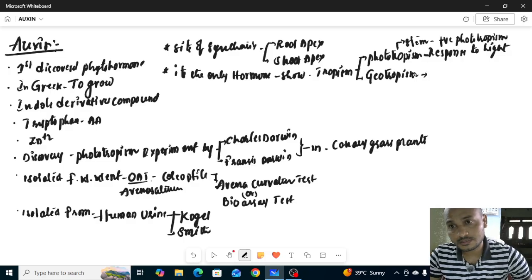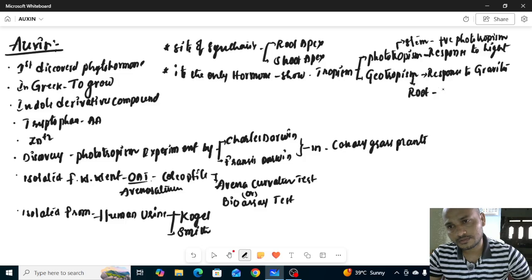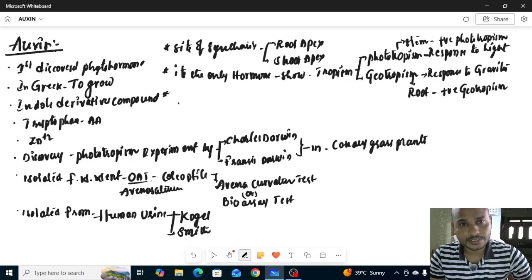Now coming to geotropism. Geo means earth or soil. So the plant responds to gravity. Here the example is root. Root shows positive geotropism.